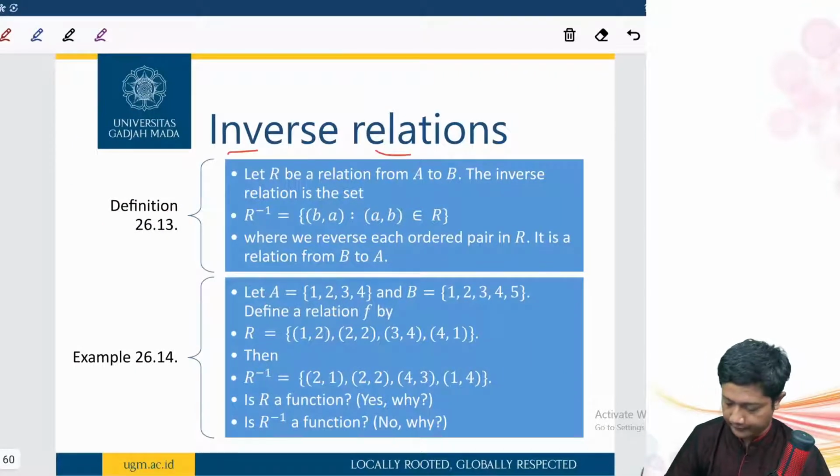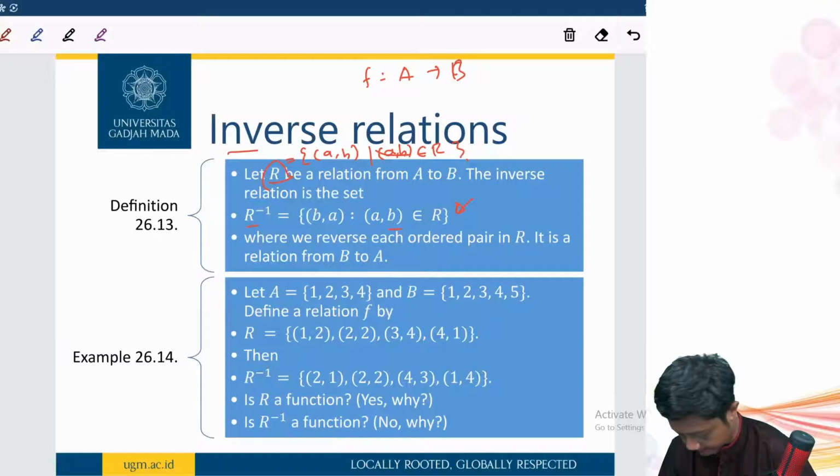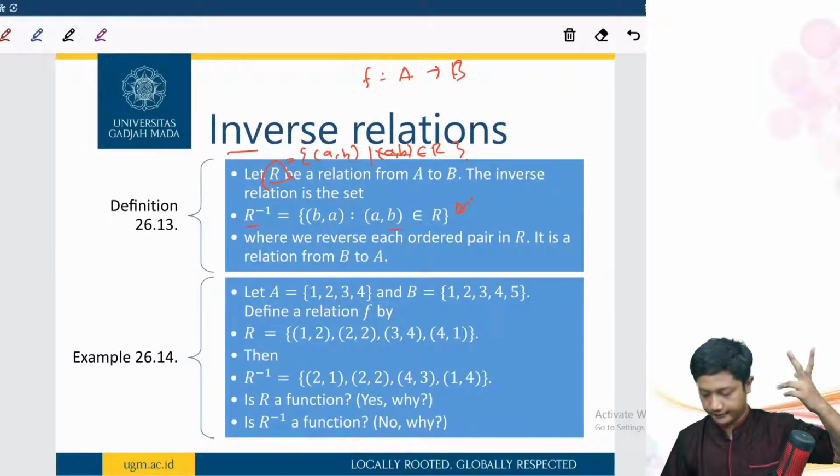And next, what happens if we look at it the other way? If we have F from A to B, how about the relation from B to A? If the relation is R, then we call it R inverse. What is R inverse? If (a, b) is in R, then R inverse contains (b, a). So this defines it well, and we want to reverse the order.